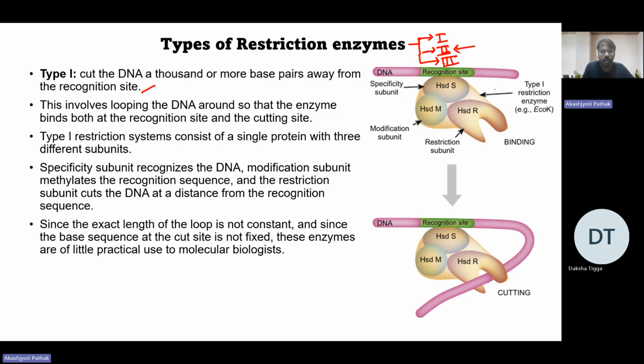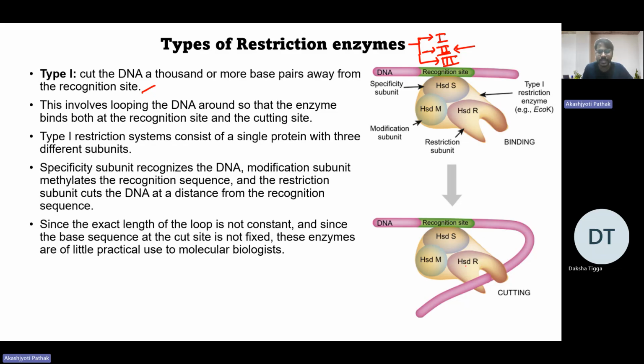So how does it do so? For that, it causes the DNA to form a loop. Once this restriction enzyme comes and binds at this recognition site, it creates a loop in the DNA, so that the DNA base sequence which is 1,000 base pairs away from this recognition site can come into close proximity. Once it has come into close proximity, then it can cleave that particular DNA strand.